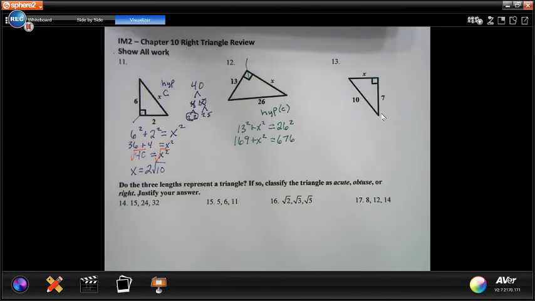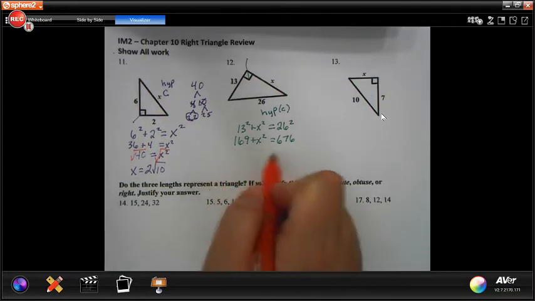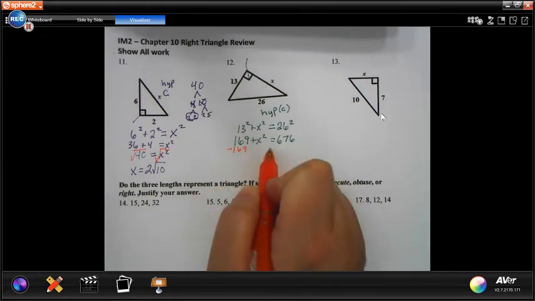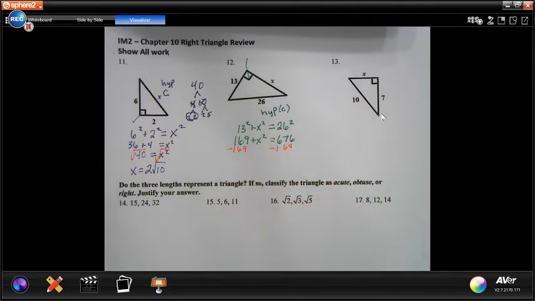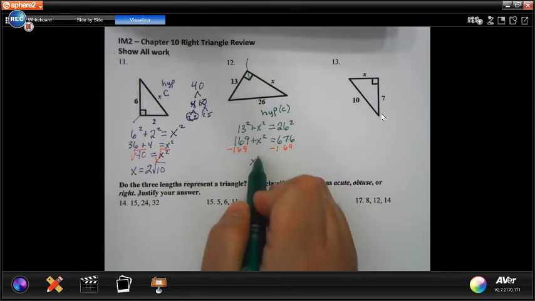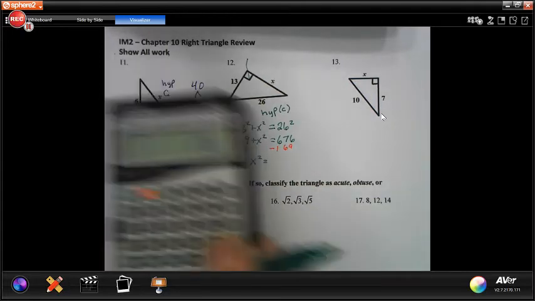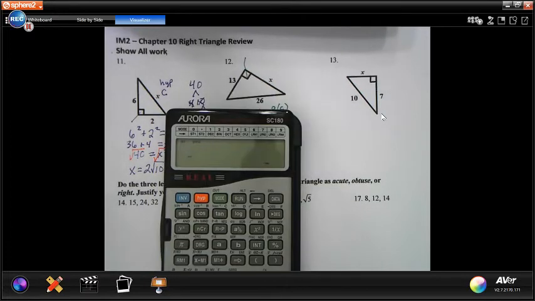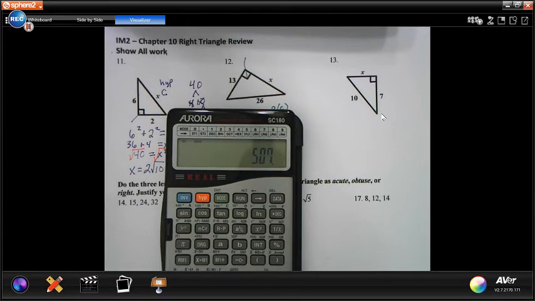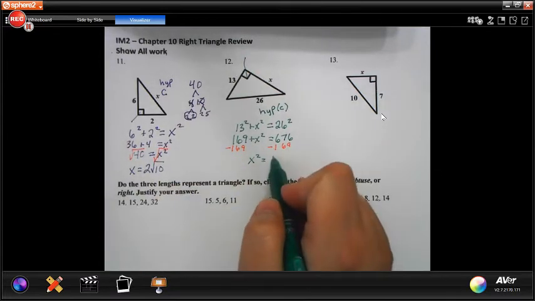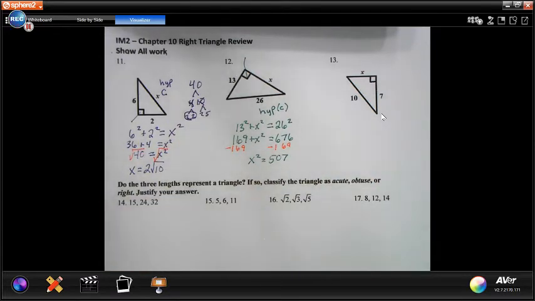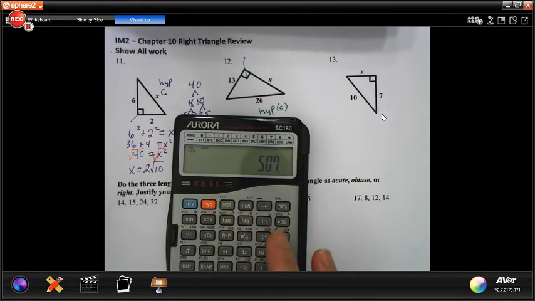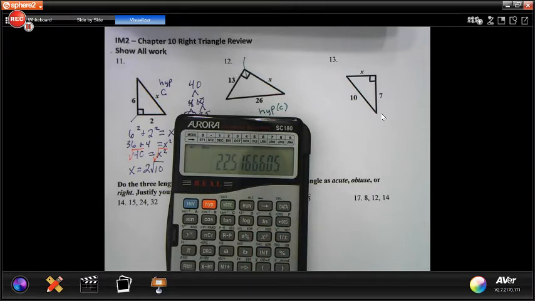We need to solve for x squared. In order to solve for x squared, we need to move the 169 over there. It's positive here, so we need to subtract it to the other side. So x squared equals 676 minus 169, which is 507. If I square rooted that, I get a decimal, so it's not a perfect square.